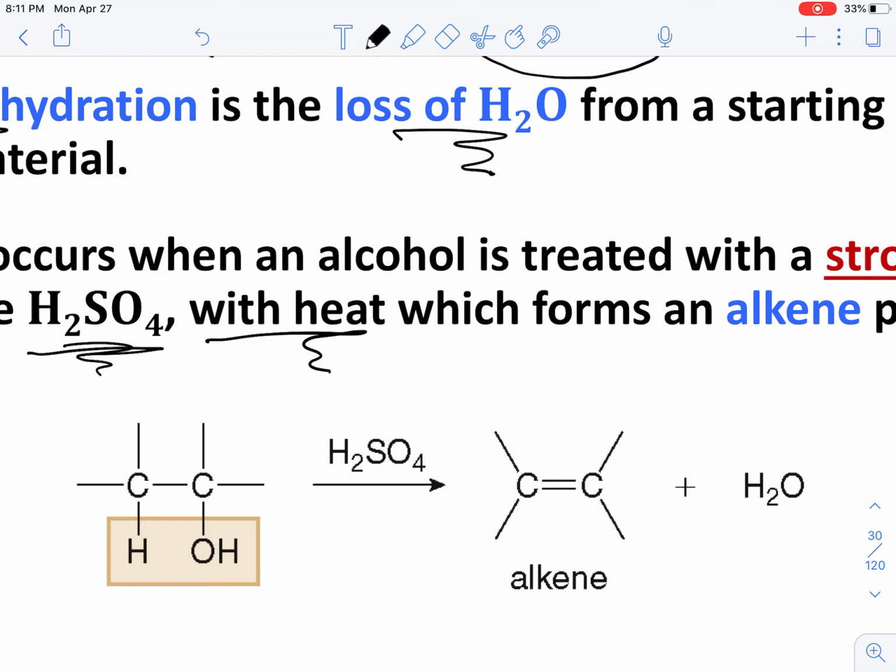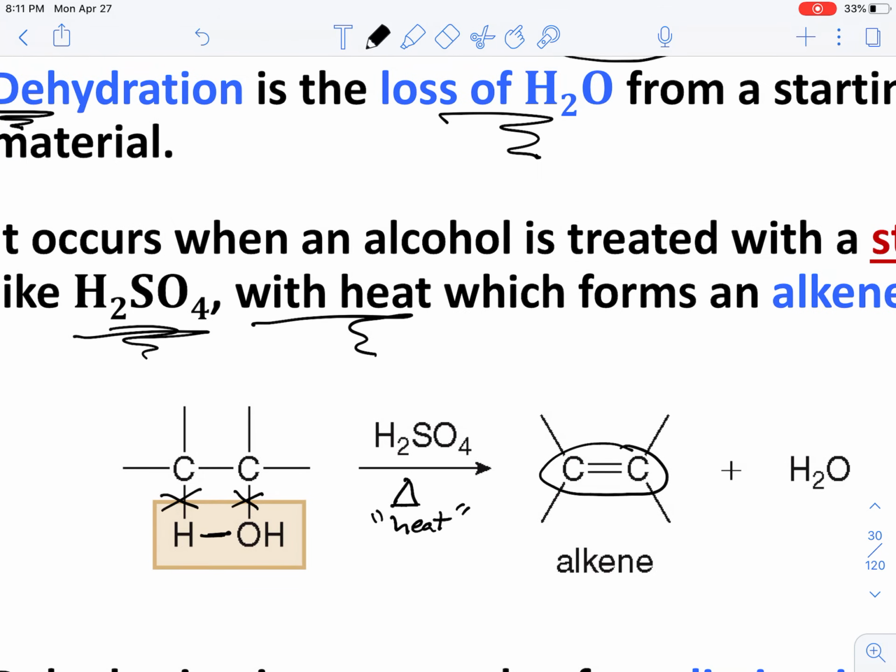If you treat this substance with sulfuric acid in the presence of heat, and heat is denoted as a triangle, then these covalent bonds are going to break apart, and a new covalent bond is going to form between H and OH, forming this alkene. It's necessary for this alcohol to be right next to a hydrogen so that when the bonds are broken between the hydroxyl group and the carbon and the hydrogen and the carbon, the hydrogen and the hydroxyl group come together to form this water molecule, H2O.